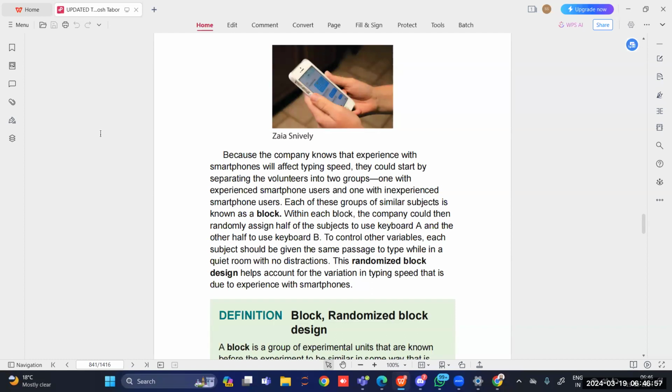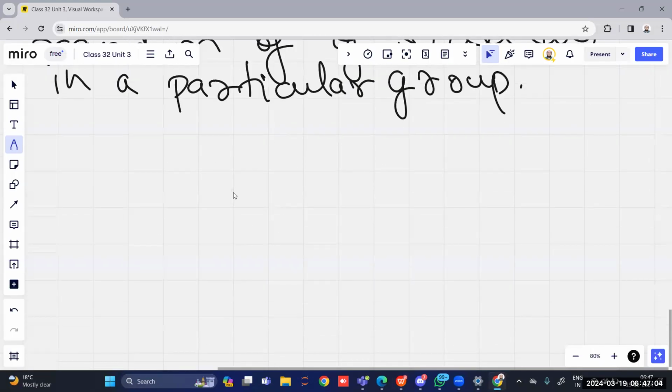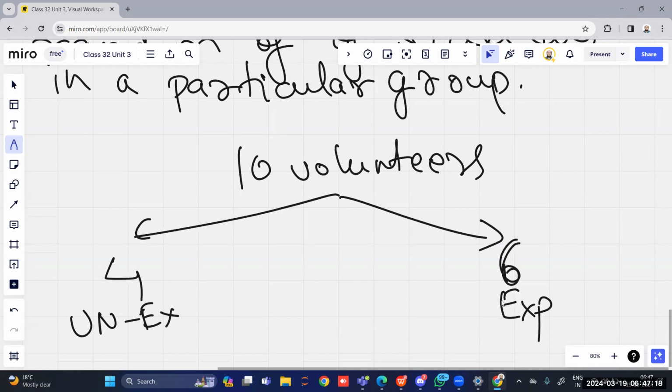They could start by separating the volunteers into two groups, one with experienced smartphone users and one with inexperienced. So we'll distribute the 10 volunteers into two groups: four with inexperienced, and the remaining six with experienced.